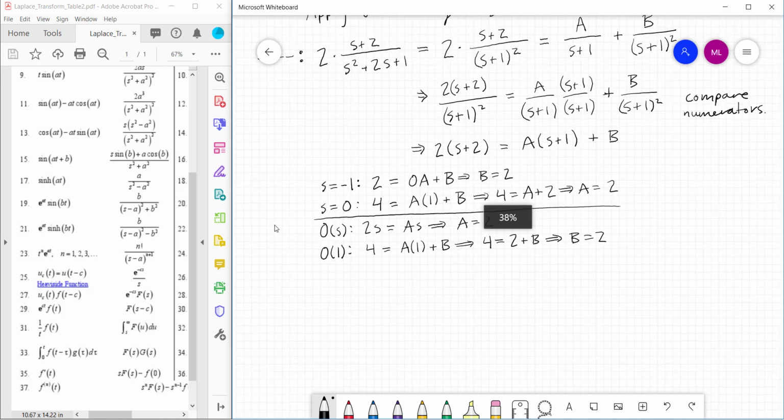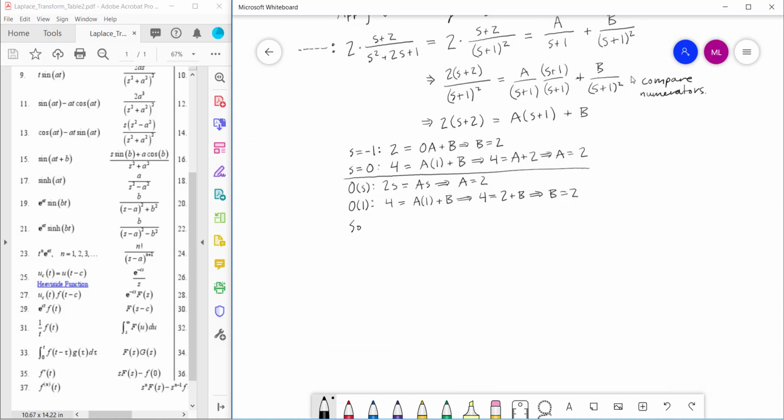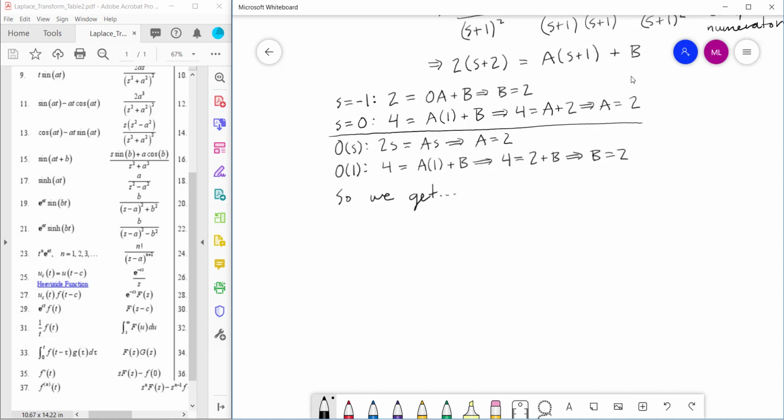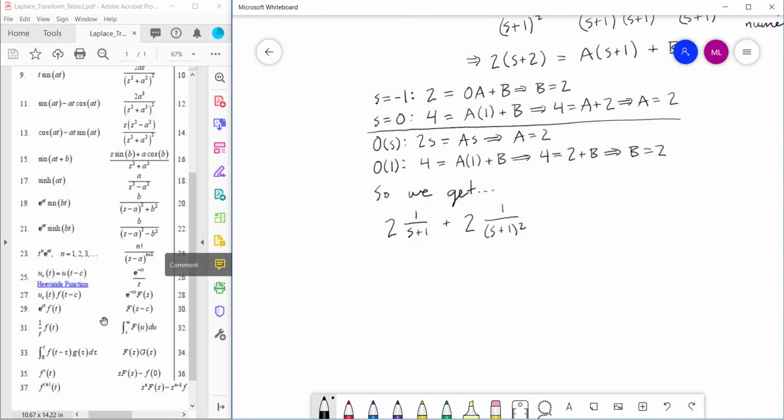So long story short, we found that this whole mess simplifies to 2 over s plus 1 plus 2 over s plus 1 squared. So when it's all said and done, we have 2 times 1 over s plus 1, plus 2 times 1 over s plus 1 squared. There's my a and my b. If we come back and compare them here, I basically just wrote them out in front and kept the numerators as 1s, because we need numerators to be 1s to get it to match the form. Here it is, 23, to match this form in both cases.